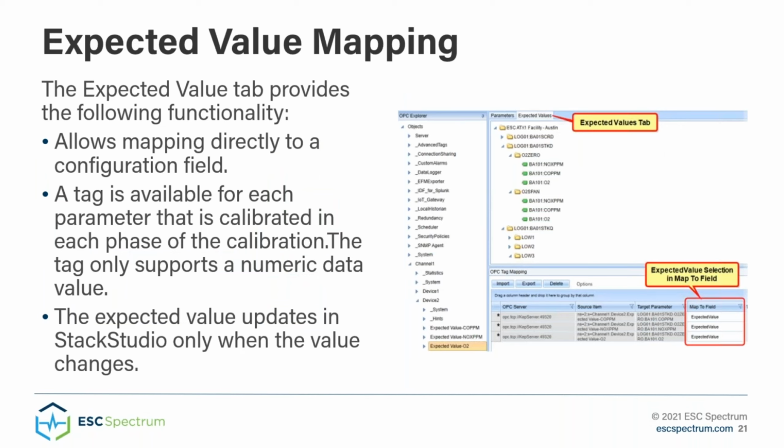The expected value tab allows mapping directly to a configuration field, and a tag is available for each parameter that is calibrated in each phase of the calibration. Tag only supports a numeric data value. The expected value updates in Stack Studio only when the value changes.